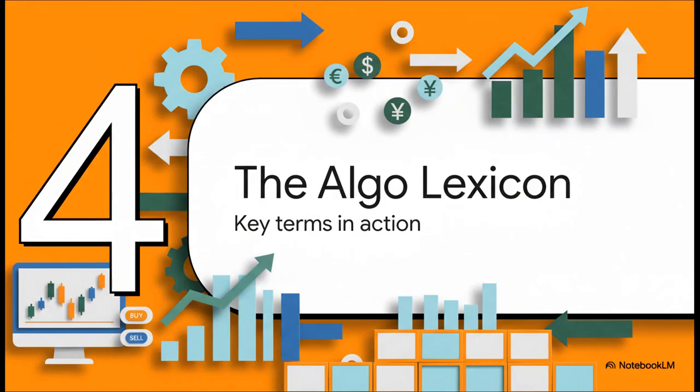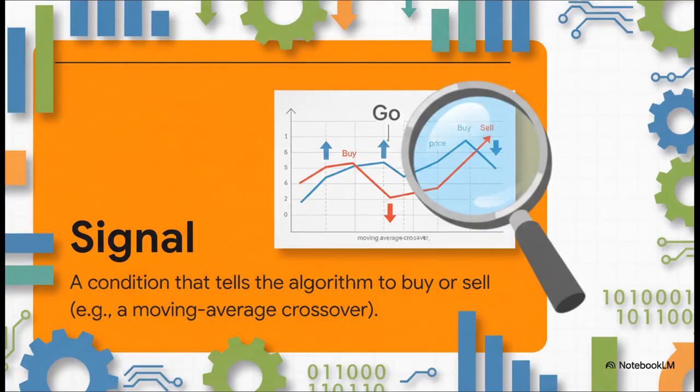Okay, so we've just built and refined our bot. In that process, we've actually been using some key industry terms. So let's put some official names to the concepts we've just seen in action. Getting this vocabulary down is crucial to understanding this whole world. First up is the signal. The signal is just the trigger. It's the specific event that tells the bot, okay, time to act. For the bot we just built, the signal was the price crossing over that moving average line. For a different bot, it might be a news headline or a spike in Twitter mentions.